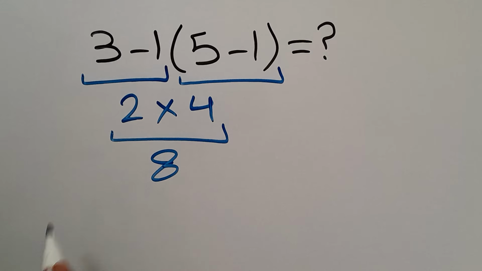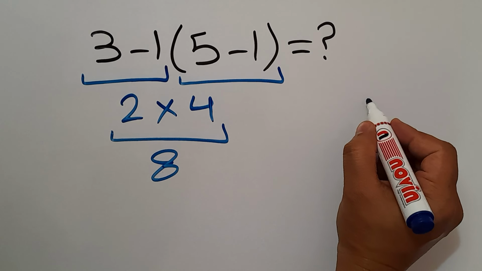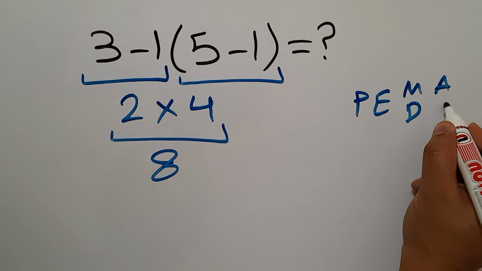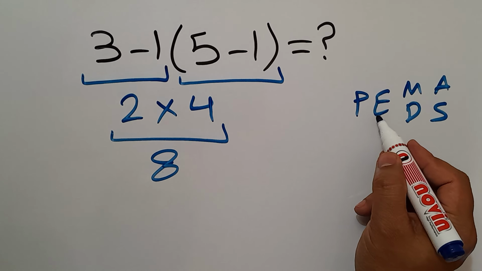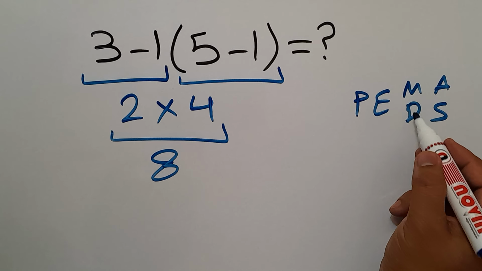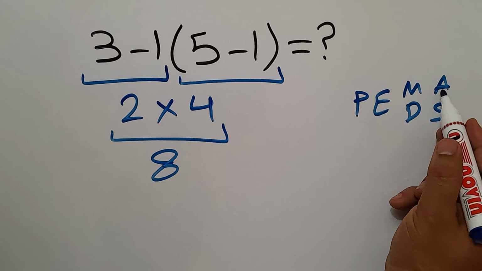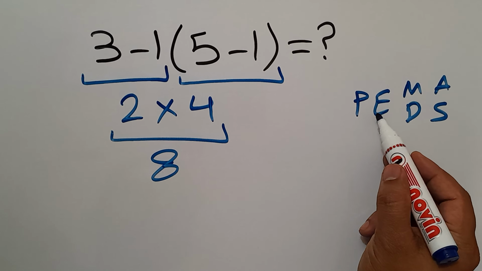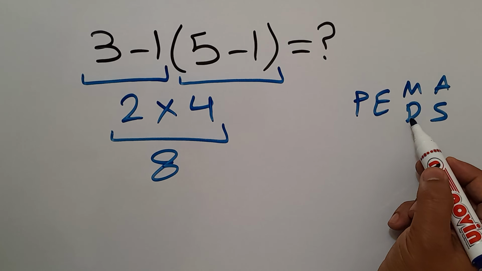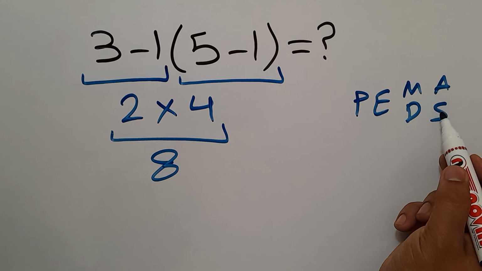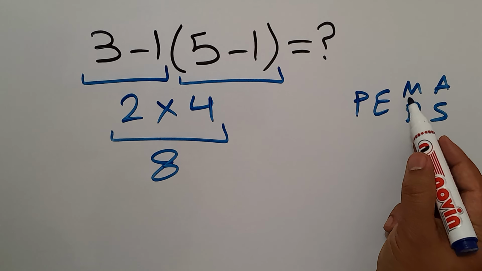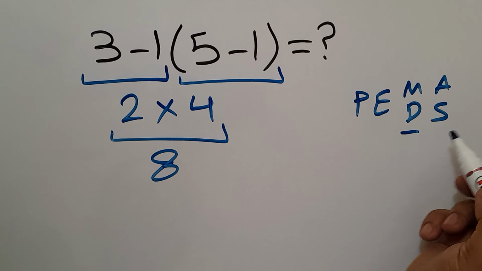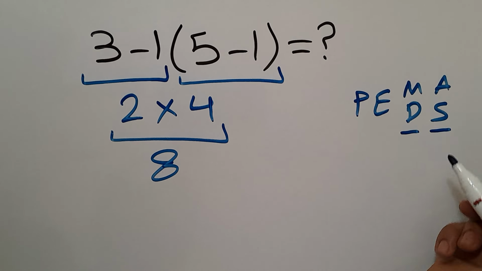But this answer is not correct, because according to the order of operations, which is PEMDAS, P stands for parentheses, E stands for exponents, M and D stand for multiplication and division, and A and S stand for addition and subtraction. We first do parentheses, then exponents, then multiplication or division, and finally addition or subtraction. Remember that multiplication and division have equal priority, and we have to work from left to right. And the same applies to addition and subtraction.